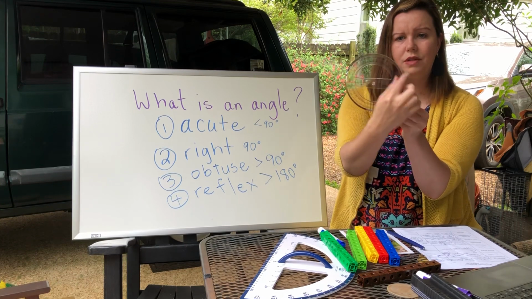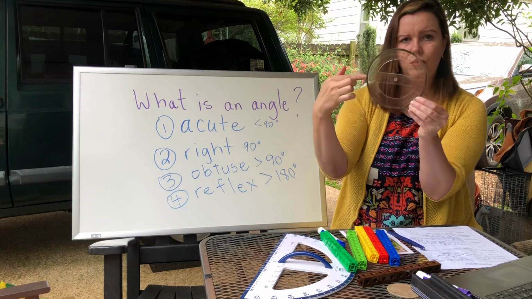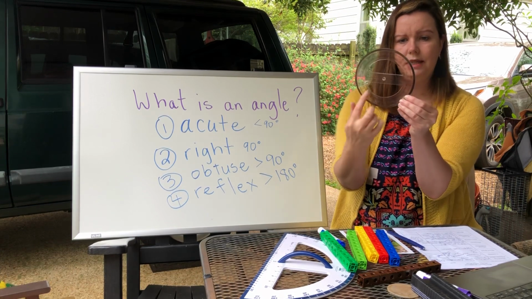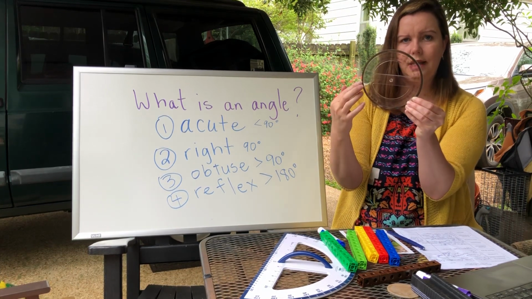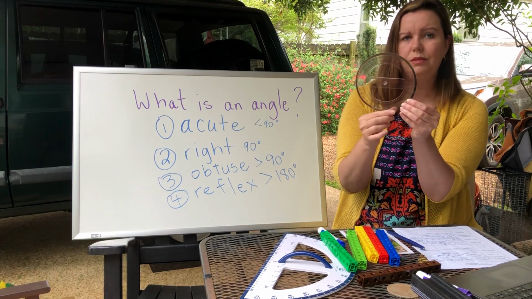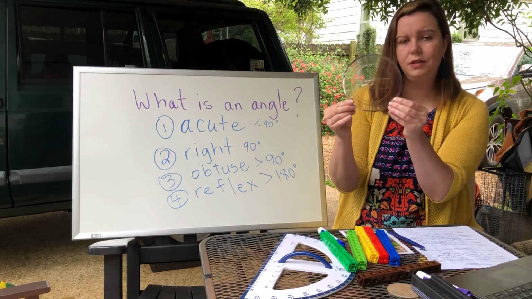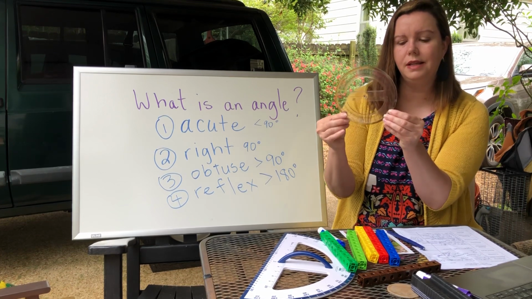Each quadrant is 90, 90, 90, 90. All of it together, if you add the 90 plus 90 plus 90 plus 90, it's 360. 360 degrees in a circle.